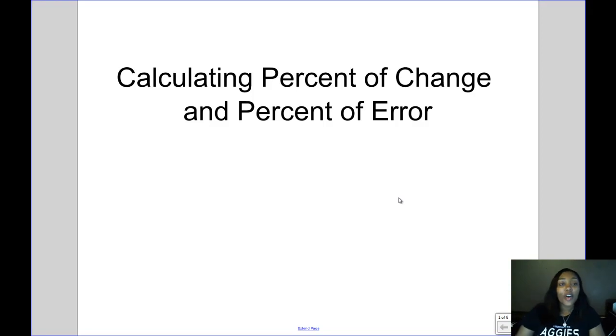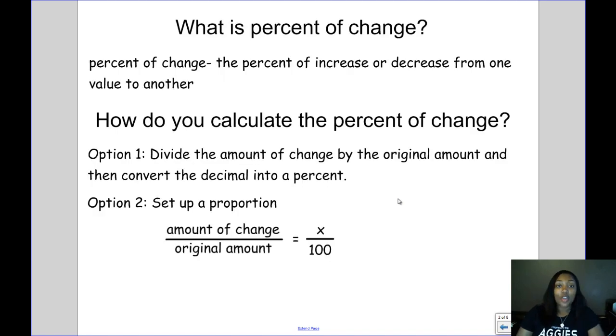So today's video is about calculating percent of change and percent of error. So we're going to start by talking about percent of change. So what is percent of change? Well, percent of change is the percent of increase or decrease from one value to another.